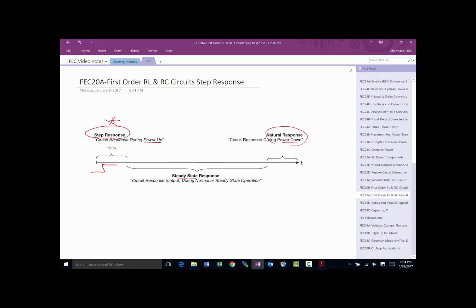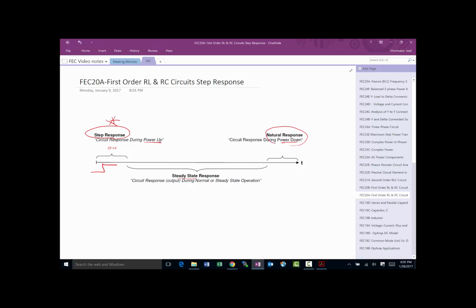And then in even further future videos, we're going to start focusing on the case where I've turned my circuit on, it has stabilized, and it is operating. Actually, in many cases, the steady state is the case we're most interested in. But first, we have to start with the step response. We want to know what happens.